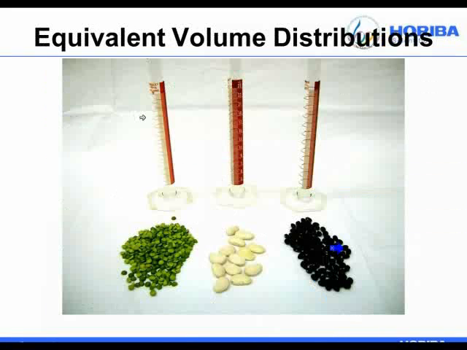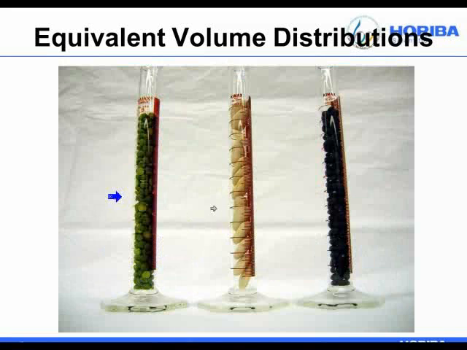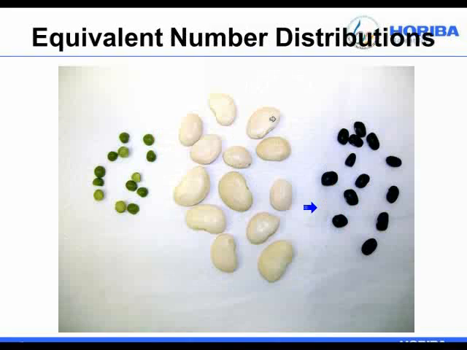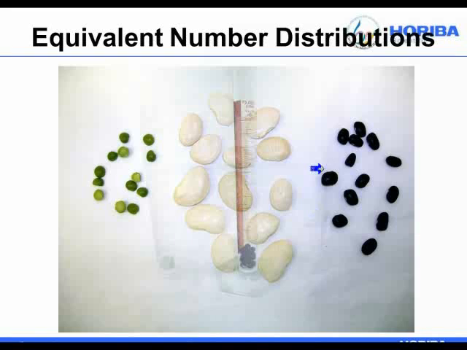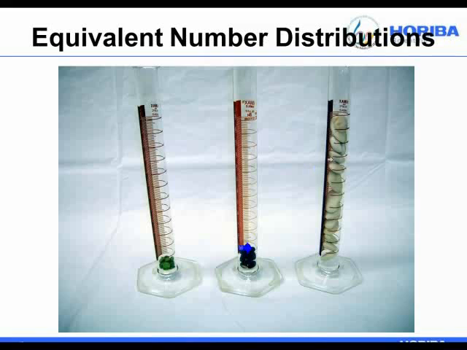So I have 4 slides here that talk a little bit more about comparing volume distributions to a number distribution, but it's equivalent to any 2 different distribution types. So here we have 3 different types of beans, and this is an equivalent volume of beans. So when we put them in the graduated cylinders, we see again they have an equivalent volume. This is entirely different than if we do a number distribution. Here we have an equal number of beans, but we put them in the graduated cylinder and they're entirely different volumes.